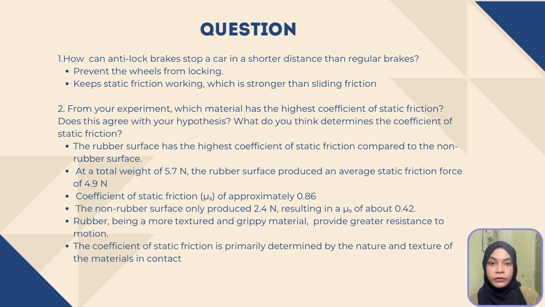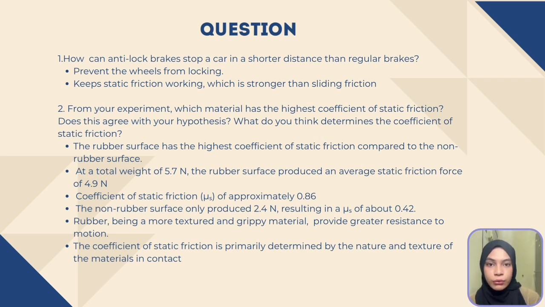The question asked, from your experiment, which material has the highest coefficient of static friction? Does this agree with your hypothesis? And what do you think determines the coefficient of static friction? Our findings show that the rubber surface had the highest coefficient of static friction compared to the non-rubber surface. With a total weight of 5.7 newtons, the rubber surface produced an average static friction force of 4.9 newtons, resulting in a coefficient of static friction of approximately 0.86. In contrast, the non-rubber surface only produced 2.4 newtons, leading to a mu of about 0.42.